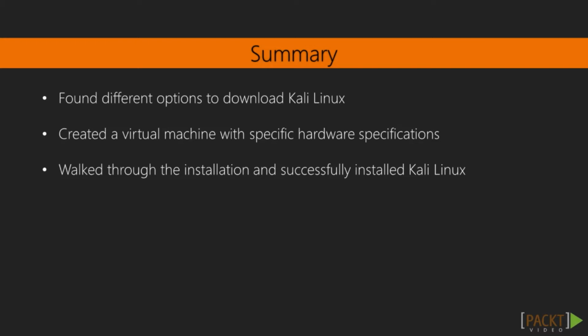We've also created the virtual machine, as I've said, and we've created some specific hardware specifications. I've changed the hard disk as well as the RAM to make it quite good at running certain programs. I do advise to run it at 1 GB. I think that's a sufficient amount. I've walked through the installation and we've successfully installed Kali Linux. We've got to the login screen. Now we can look into Kali Linux and the interesting stuff that it has within it.